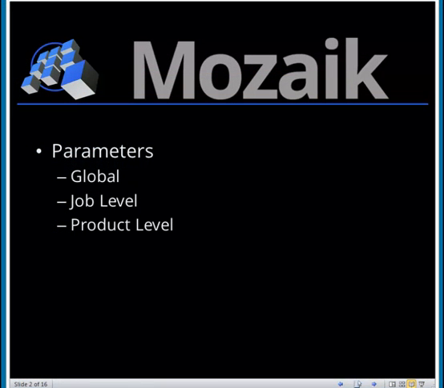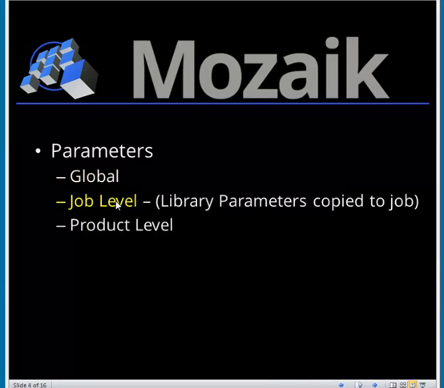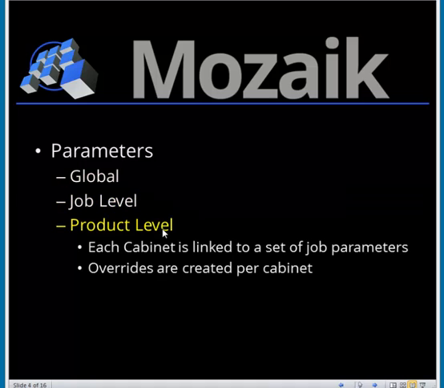So now you should have a good understanding of the concept of global parameters, job level parameters, as well as cabinet level or product level parameter overrides.